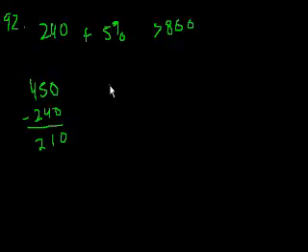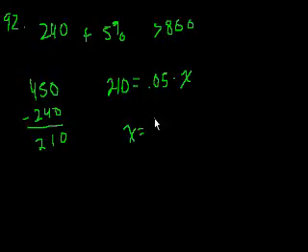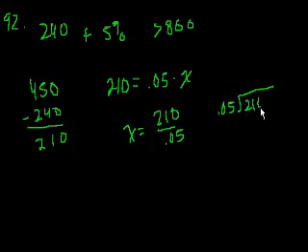Right? So you could say 210 is equal to 0.05 times x, right? And x will be her sales above 800. So x is equal to 210 divided by 0.05. So 0.05 goes into 210. Add some decimal points. So that's the same thing as 5 going into 21,000.